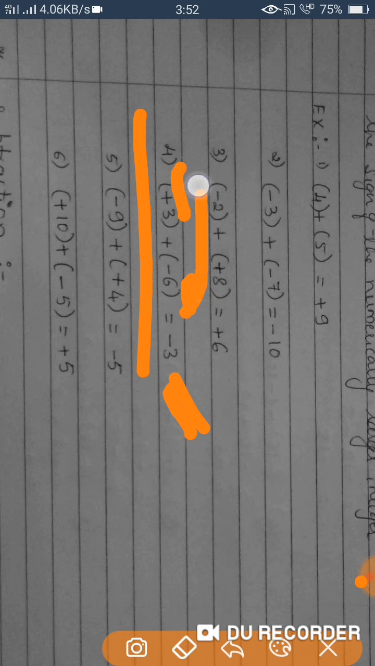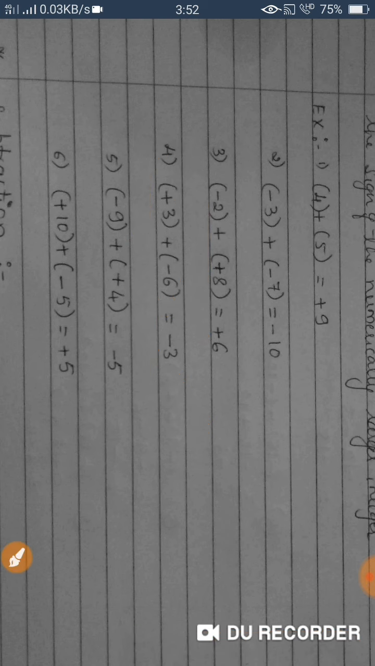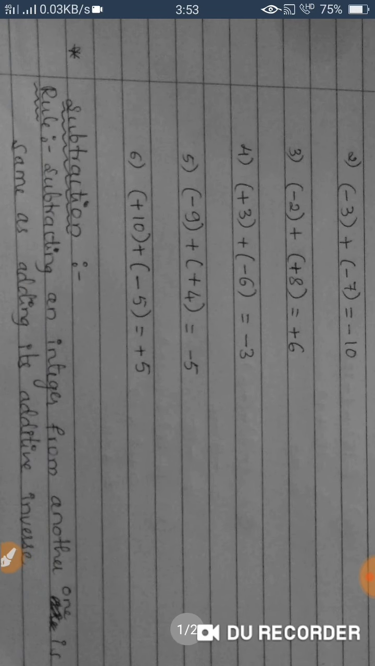And here, which is the numerically bigger number, 3 or 6? Numerically bigger is 6 here. So that's why I have kept that sign for the answer, or that sign for the difference here. Again, the same kind of example. Next example, the fifth one.